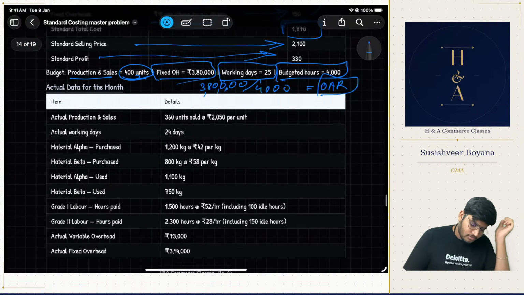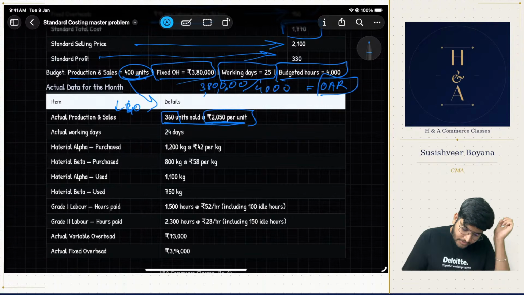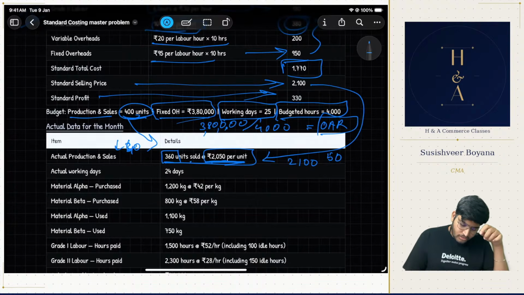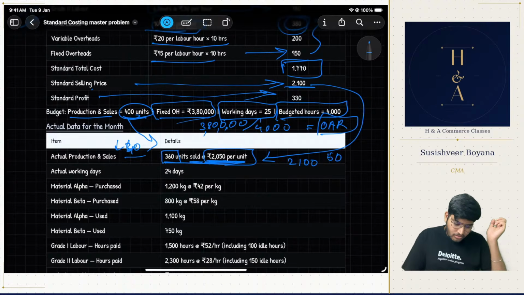Actual data for the month. Production and sales: 360 units sold. Okay, 360 units sold. They told 400. We sold 40 units less, at the rate of 2050 per unit. What is the standard sale price? 2100. So we see a difference of 50. See how I'm linking. Sold at 2050. Standard selling price is 2100, but we reduced the price. We also reduced the quantity.